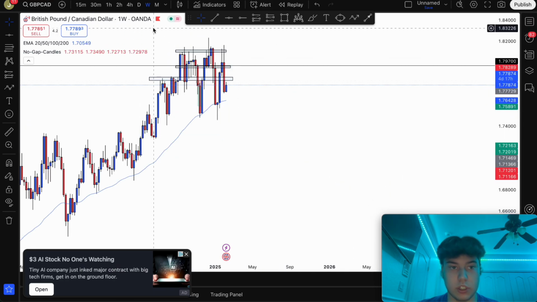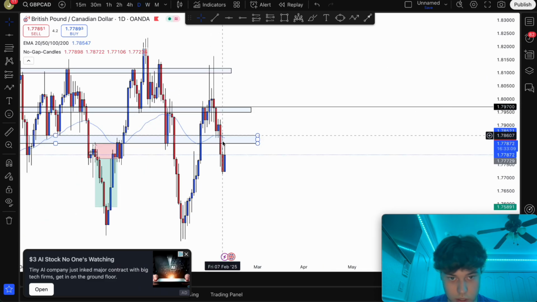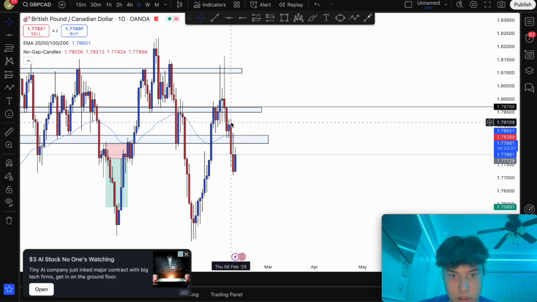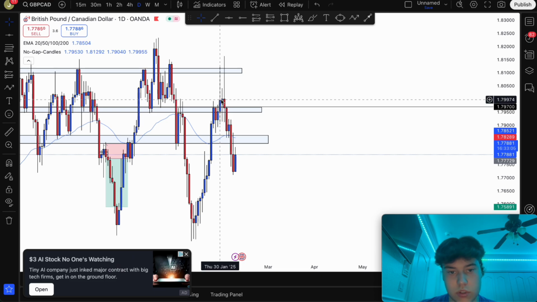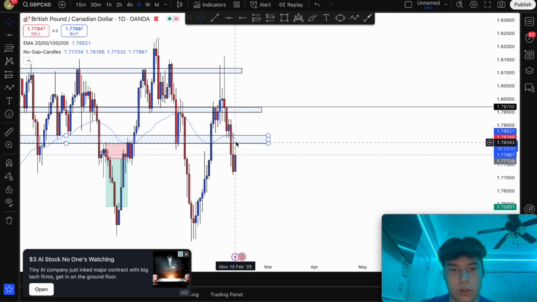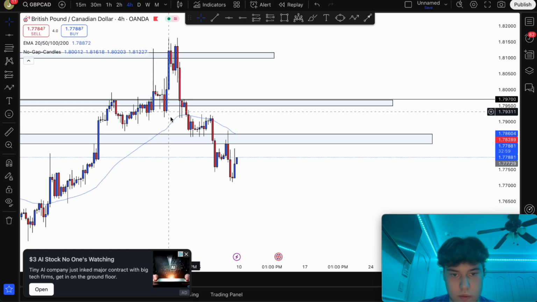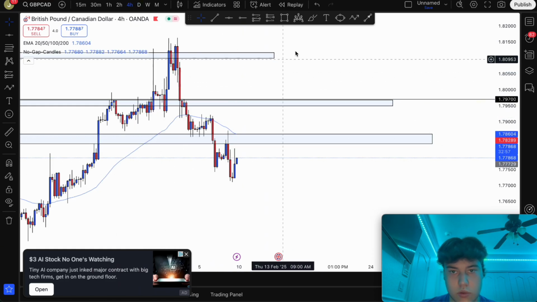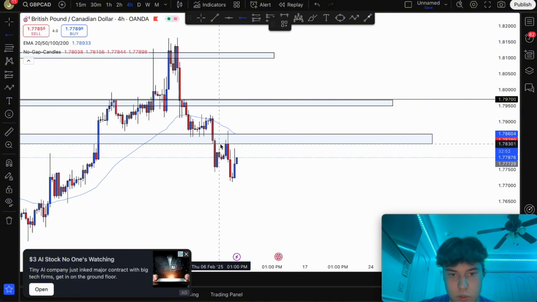GBP CAD, we are bullish on the weekly. Daily, we are bearish. This is our lower high, this is our lower low. And 4 hour is also bearish. But for this trade, if we close above this, that means we shift the structure to bullish.